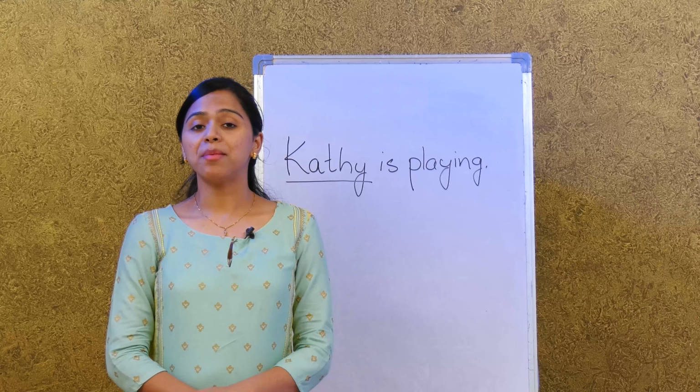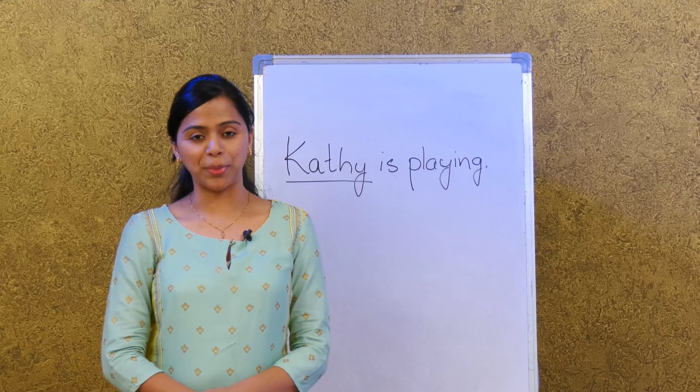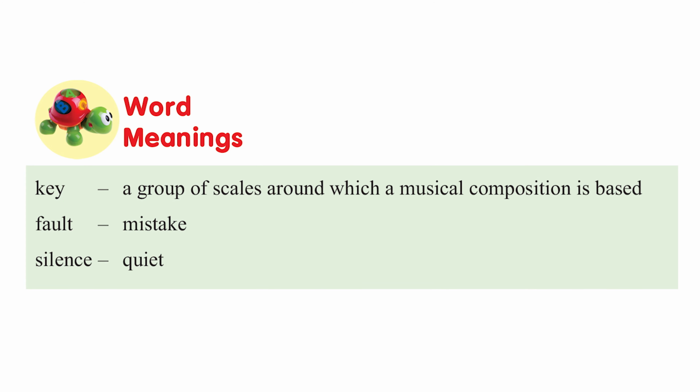Now, we have come across so many words in this poem, right? Let's learn their word meaning. First word here is key, a group of scales around which a musical composition is based is key. Fault is nothing but a mistake. Silence is to be quiet.